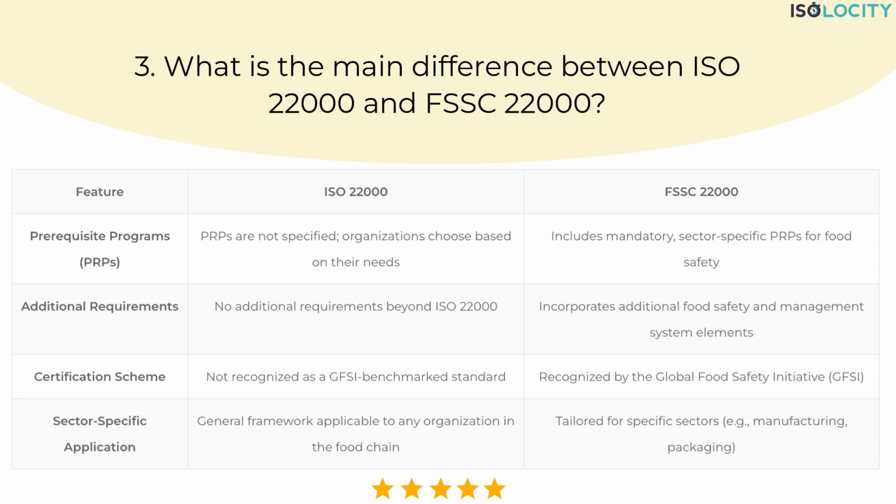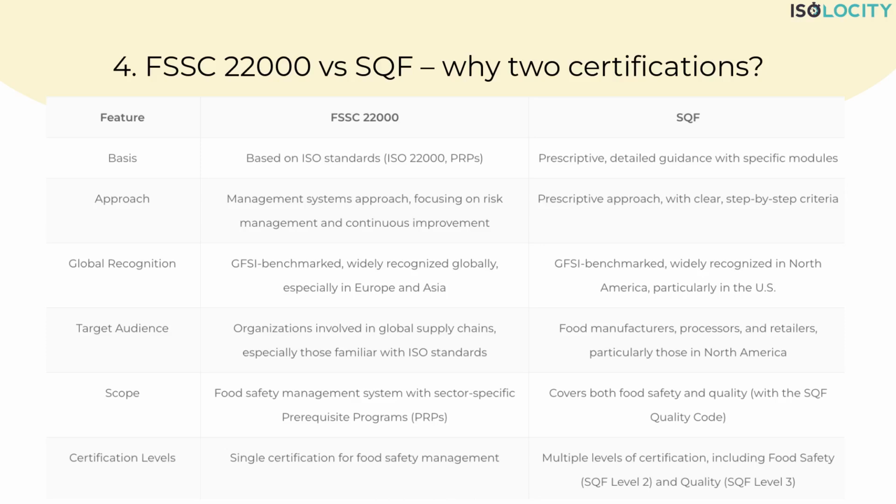Differences are always expressed better in tables, so let's understand this in a tabular format. The reason for having both FSSC 22000 and SQF, Safe Quality Food, certifications lies in their different approaches, industry recognition, and specific requirements, catering to various needs within the food industry.